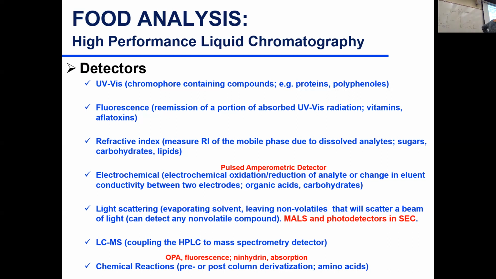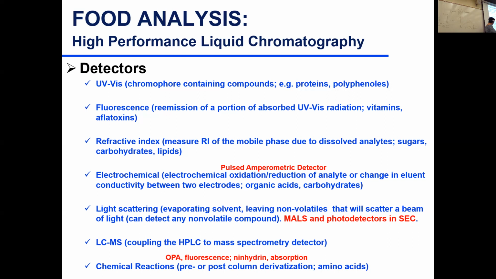So multi-angle light scattering detector is MALS. This is a very advanced detector and often is used in size exclusion chromatography for quantification purposes. So it's just an example for an application.